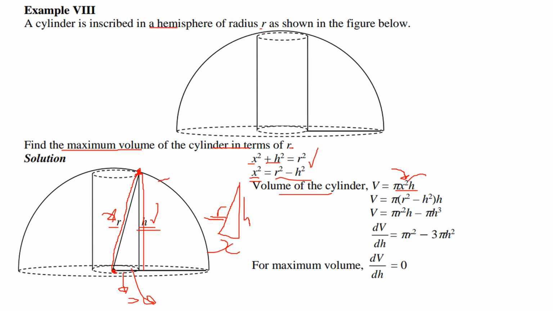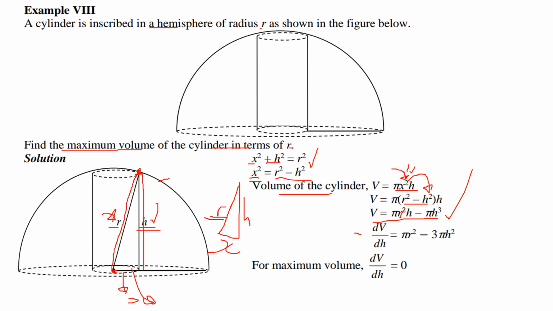We substitute for the value of x so that you can differentiate, because the only variables you're having are x and h. So we want our expression to be purely in terms of h. So we substitute for x squared, and then we shall end up with r squared minus h squared multiplied by h. We open up the brackets and then you end up with the expression of volume to be pi r squared h minus pi h cubed. Now since our expression is in terms of r, remember that r is for this hemisphere and we don't have x, we only have h as the variable, we are free to differentiate.